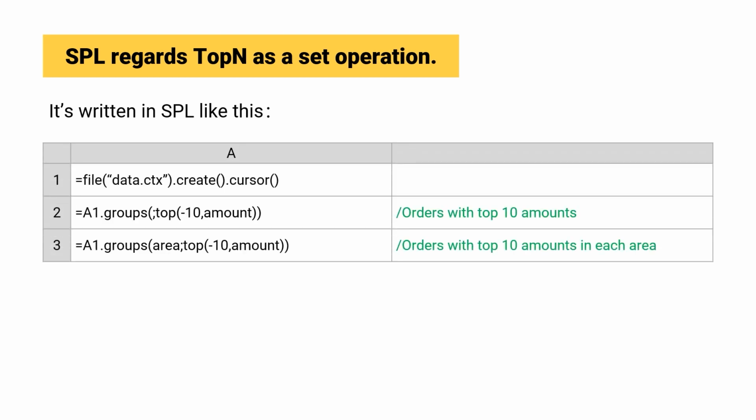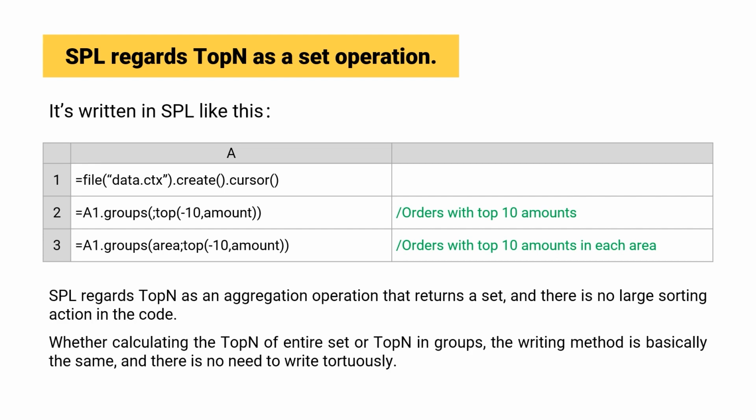Let's take a look at the implementation of SPL. Due to the concept of universal sets in SPL, which supports sets of sets, and the aggregation operation of SPL does not require the return of a single value, we can regard top n as an aggregation operation that returns a set. Therefore, using the high-performance algorithm mentioned earlier, without the need for big sorting, the calculation always keeps a set of 10 maximum members, which can be done in one traversal, and the performance is higher. Moreover, whether calculating the top n of the entire set, or top n in groups, the writing method is basically the same, and there is no need to write tortuously, which is simple and efficient.